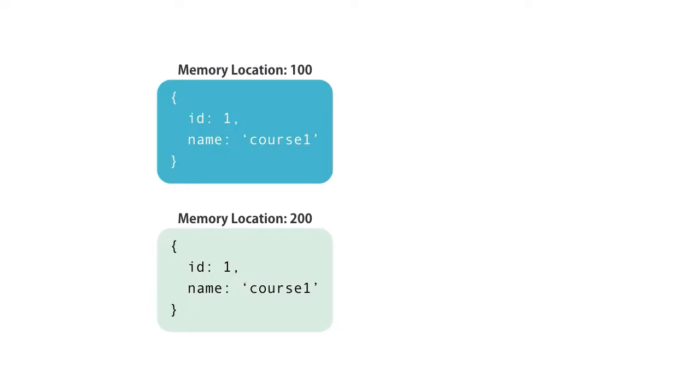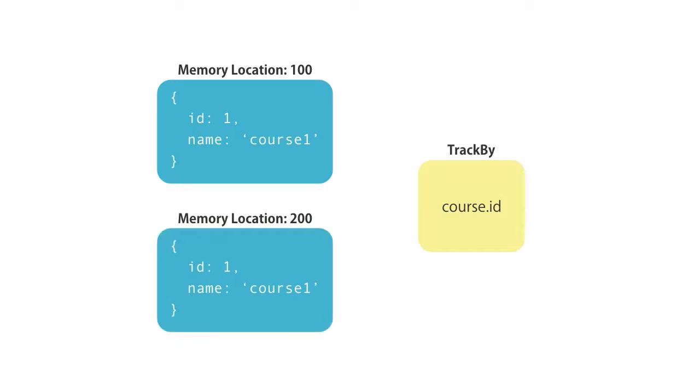Now, we want to instruct Angular to use a different mechanism to track objects. So instead of tracking them by their identity or the reference in the memory, we want to track them by their ID. So course with ID 1 is always course with ID 1. So if you re-download the exact same course from the server and none of the properties are changed, Angular will not re-render that DOM element.